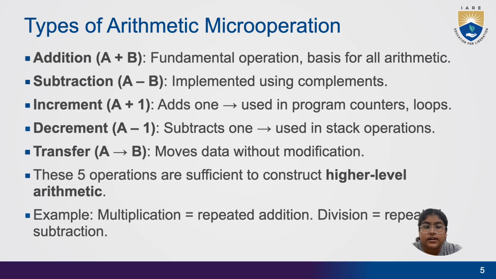Now, let's look at the specific types of arithmetic micro operations. We have addition, A + B, the most basic operation. From it, we derive many others like subtraction, A - B, which is performed using complements, as we'll see later. Increment, A + 1, and decrement, A - 1, are used constantly in program counters, loops, and stacks. And finally, we have transfer, which moves data without changing it.